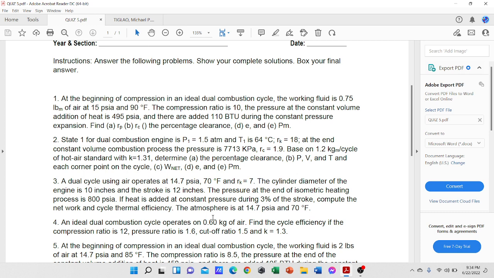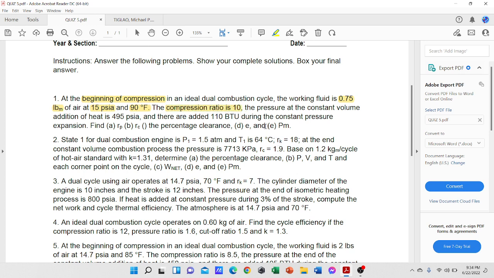So sa problem number 1, kung i-analyze natin, sabi niya is beginning of compression. So pag sinabi natin beginning of compression, nasa point 1 tayo. So bali sa point 1, meron tayong mass na 0.75 pound mass. Then, sa beginning of compression, meron tayong pressure na 15 psia. Meron tayong temperature 1 na 90 Fahrenheit. So, kailangan naka-absolute tayo, nag-a-add tayo ng 460. So, temperature 1 natin is equals to 550. Then, binigay rin yung compression ratio natin or yung RK na 10.